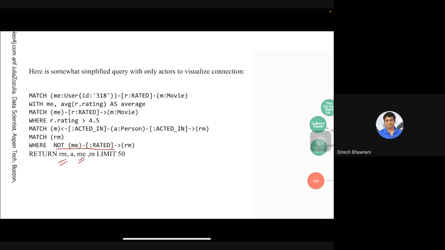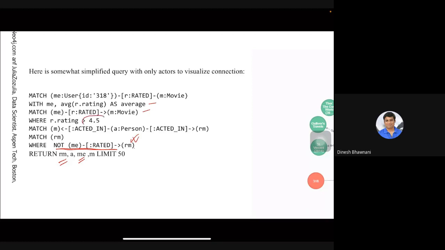Not rated by me is going into RM. Match user ID. Average rating is average. This is the normalizer thing. Then again, look for relationship where you have rated, so that you can look for not me. If me is not related to movies, and if me is not rated to movies, then where not me rated, you're going to have a hard time figuring it out. So then what will you put in the recommendation? That is why you need all this.